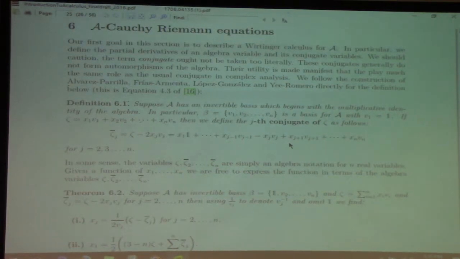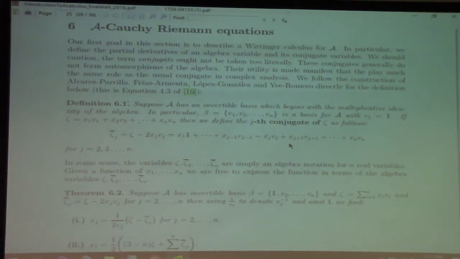I found this later: the thing that was preventing us was that I still was trying to do it in terms of an algebra variable and its conjugate, which is wrong. You need more than one conjugate. You need several. If you're working in 3 dimensions, you need 2 conjugates. For a 4-dimensional algebra, you need 3 conjugates.